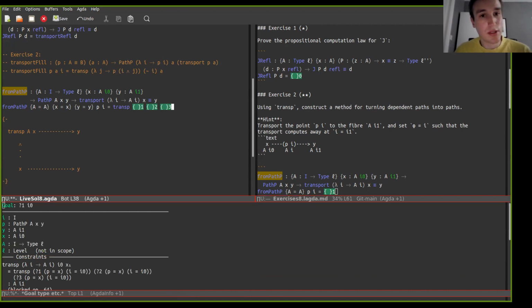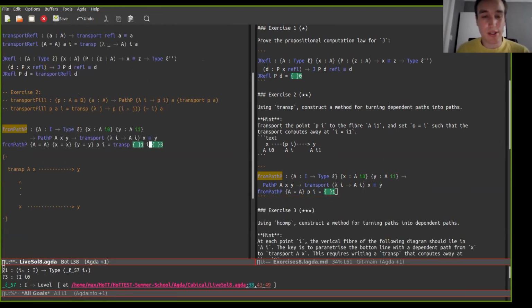So the last one has to be this family applied at I0, right? And this one has to be an interval variable in I. And we sort of want to vary here with I. That's what I said earlier. Yeah, I confused myself.